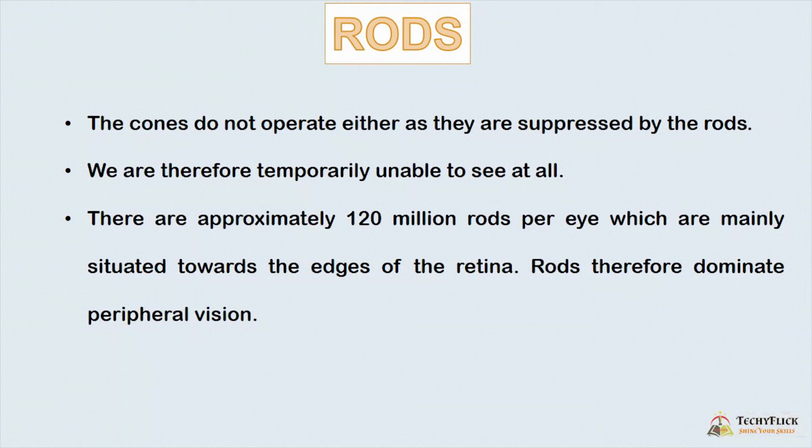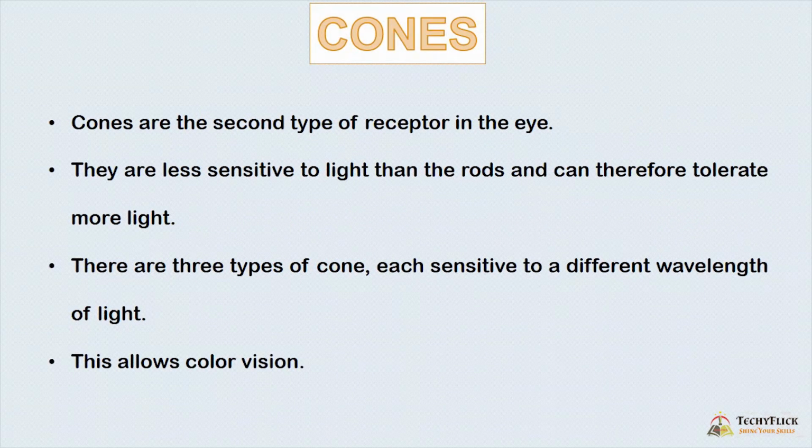There are approximately 120 million rods per eye, which are mainly situated towards the edges of the retina. Rods therefore dominate peripheral vision. Cones. Cones are the second type of receptor in the eye. They are less sensitive to light than the rods and can therefore tolerate more light. There are three types of cone, each sensitive to a different wavelength of light. This allows color vision.